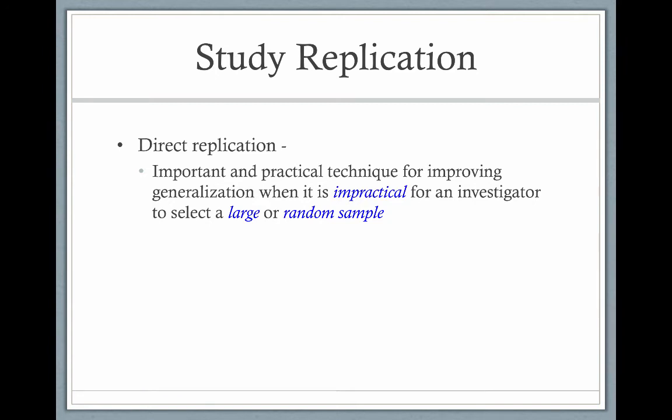So direct replication is useful when it's impractical for an investigator to study, like I said, a lot of research is done on college campuses, so a lot of people in research studies are college age. Let's say that's more practical for a researcher in a university, but then he found good results, so then he was able to get enough grant money and do the experiment again, but in a city where he had a more diverse age group of people to work from.